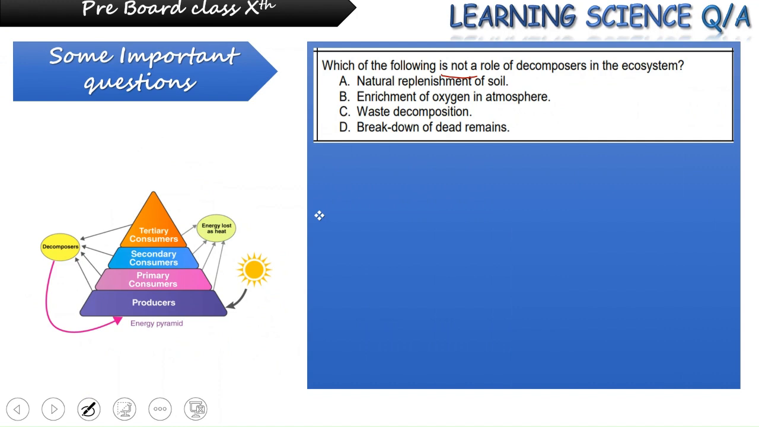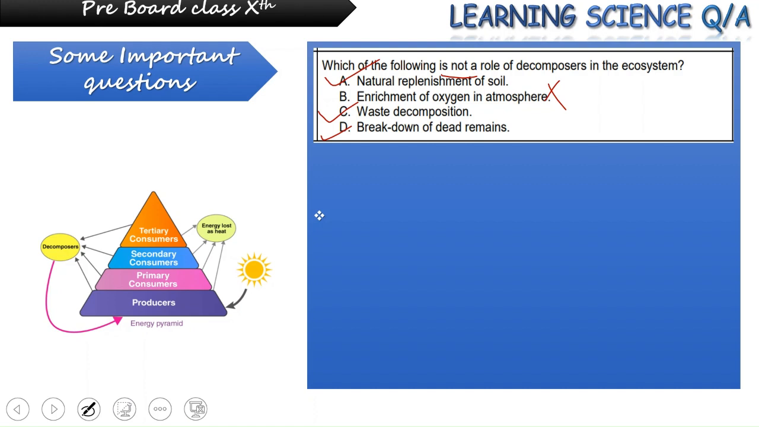They are working for the decomposition of waste, which is true, and they are also helping us in breaking down of the dead remains, which is also true. So, decomposers are involved in the natural replenishment of the soil, in the waste decomposition, in the breakdown of dead remains, but no, they are not involved in the enrichment of oxygen in the atmosphere. Let's understand this with the help of this image.